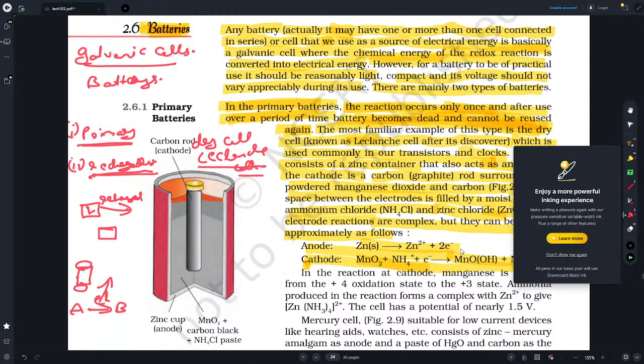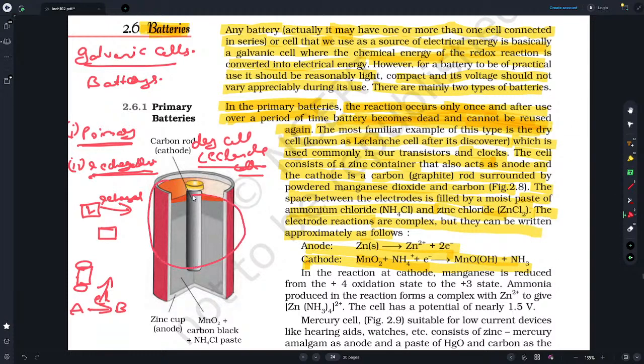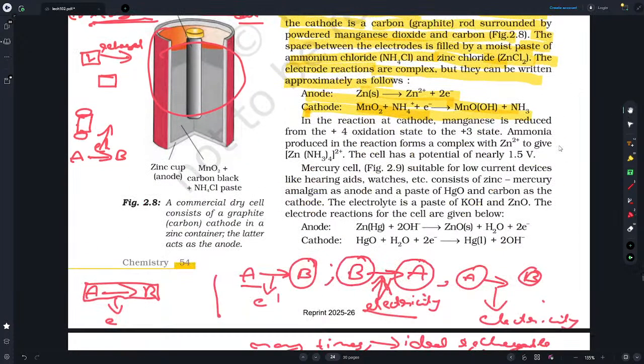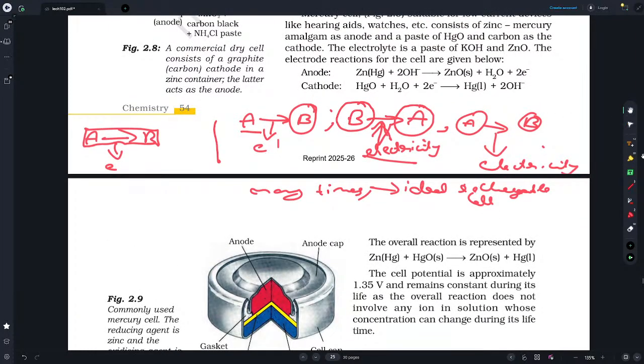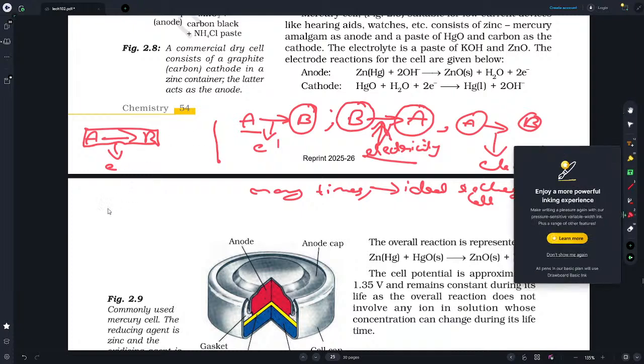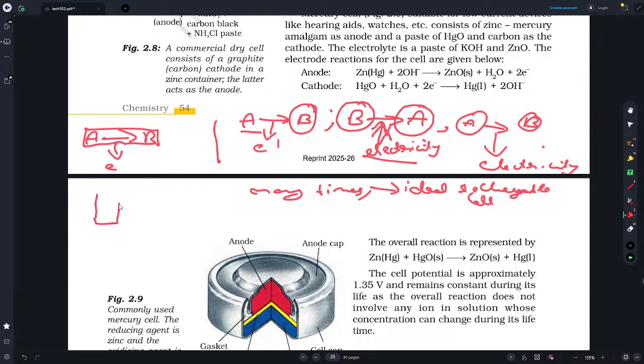this is basically the simple diagram of the cell, a simple representation of the cell. If we take a cell, it will contain a zinc anode and zinc container. Zinc will give electrons, and a cathode will be there, which is of carbon, powdered manganese oxide, and something else.